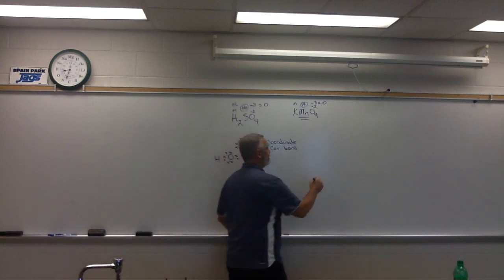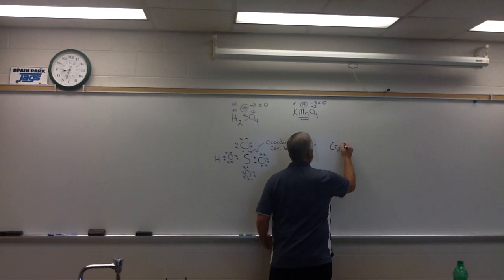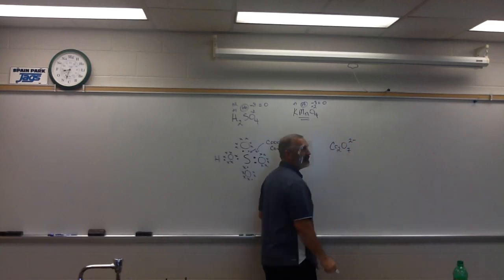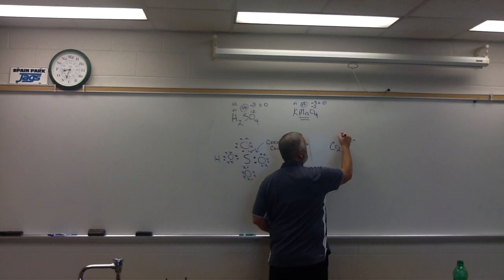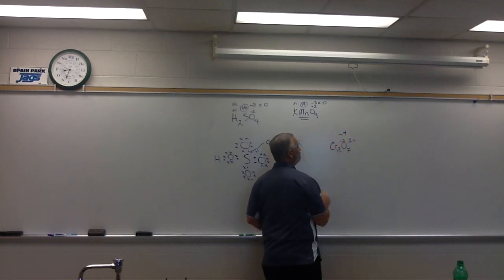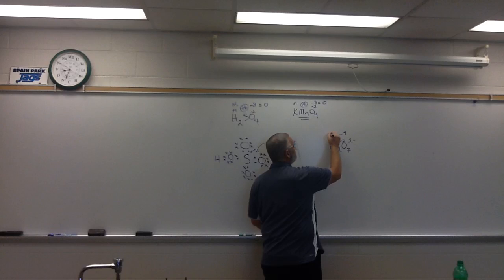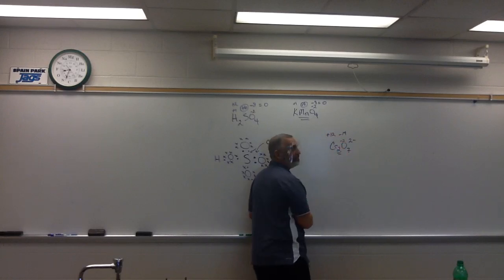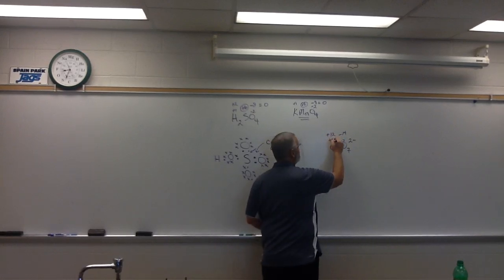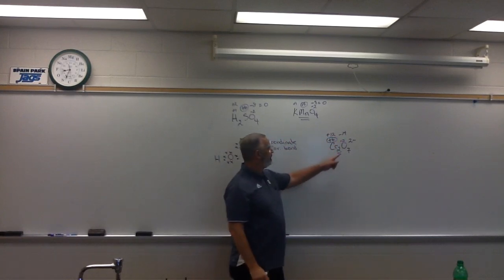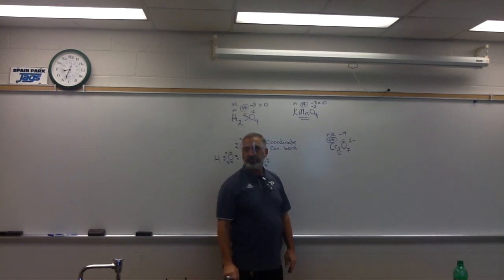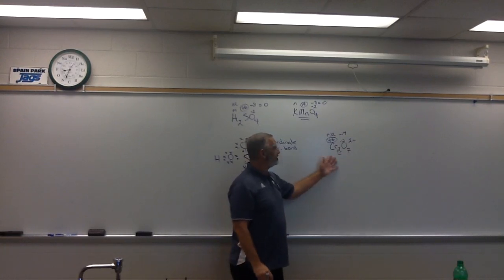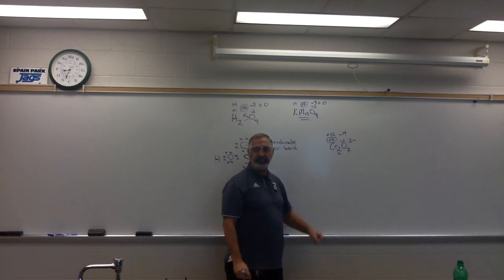Now, if it were Cr2O7 2-, what's the charge on oxygen? -2, so it's going to be -14. So what's the total positive charge? +12, but since we have 2 of them, each one must be +6. Because it has to add up to the charge on the ion. We're good with that? That needs to be something that you guys can just do easy without thinking.